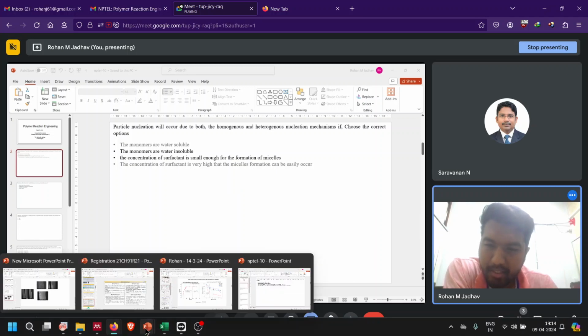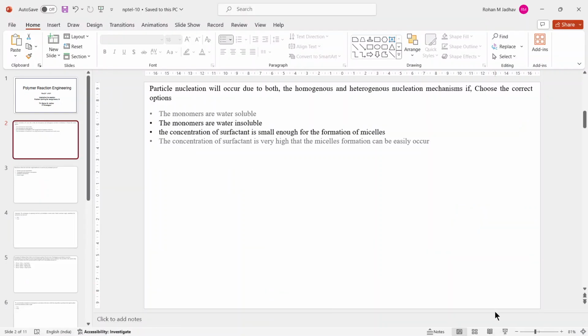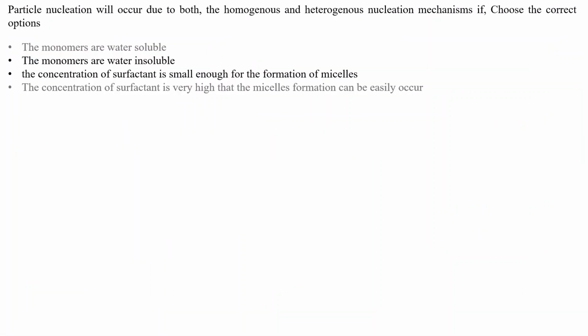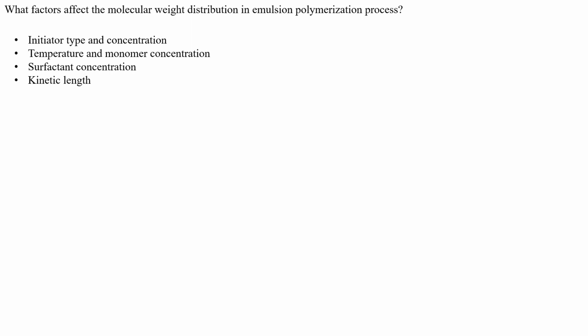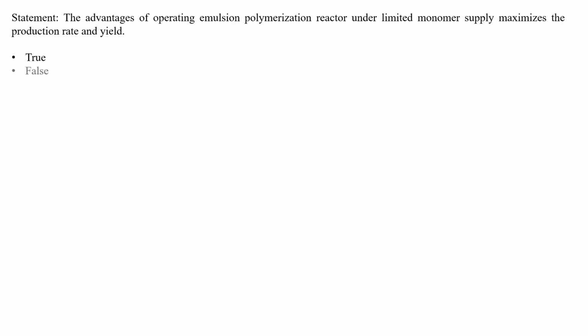Can you go to slideshow mode? Yes, this one. I have noted it. I was clear on this. And this also: initiator type and concentration, then maximizes the yield. Advantages of... this was false. Just to know what is the reason behind that, they were telling limited monomer supply will improve the yield in the emulsion part.